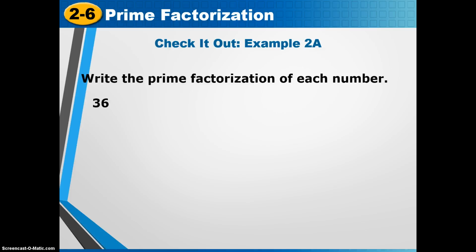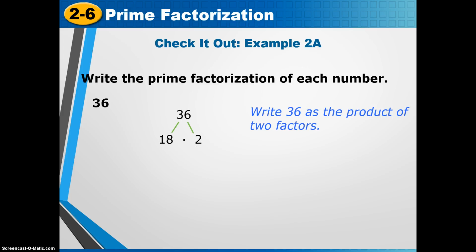Let's look at 36. Again, you can start with 6 times 6, you can start with 18 times 2, you can start with 9 times 4. It doesn't matter, you will get the same prime factorization. So let's do 18 times 2. 18 is a composite number, so I can continue to break that down.